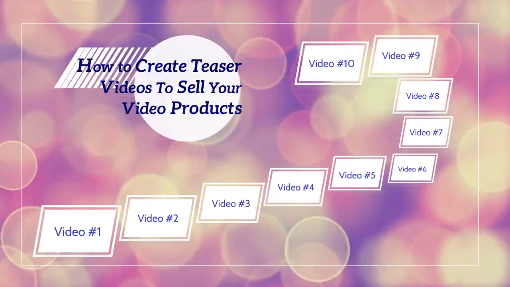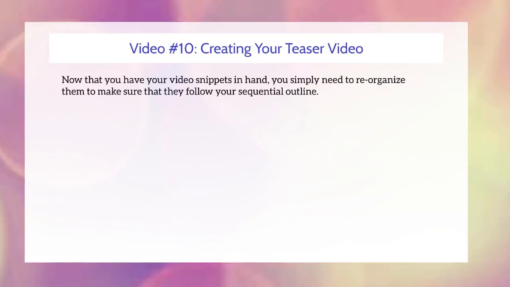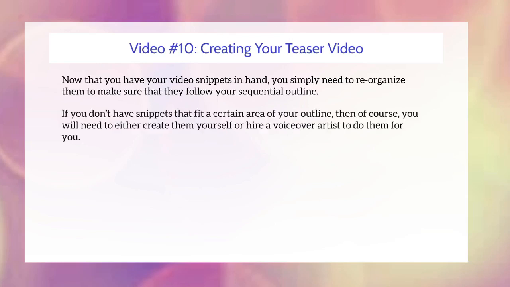So congratulations, you reached the end of this video course. This is of course video number 10, and we're going to take all the things that we did in the previous videos and take all the video snippets that you now have in hand and simply reorganize them based on the sequential teaser outline that we created in the previous videos. Now, if you don't have these snippets that fit a certain area of your outline, then that's totally fine, but you will need, of course, to create them yourself or hire a voiceover artist to do them for you.